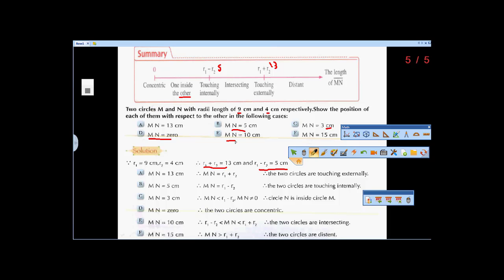If MN equals 10, I find that 10 is between 5 and 13. It means the two circles are intersecting. If MN equals 15, it means MN is greater than R1 plus R2, so they will be distant. It means I need to know this line to solve this problem.